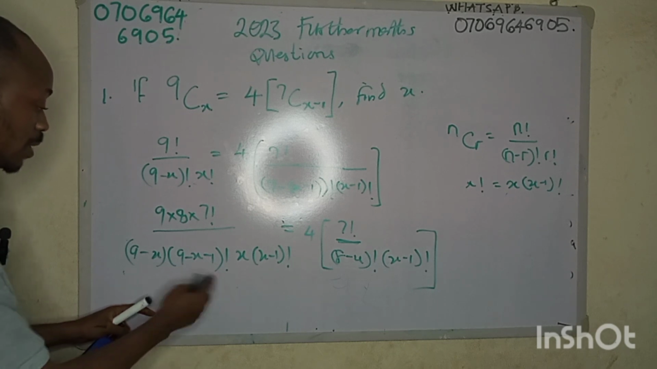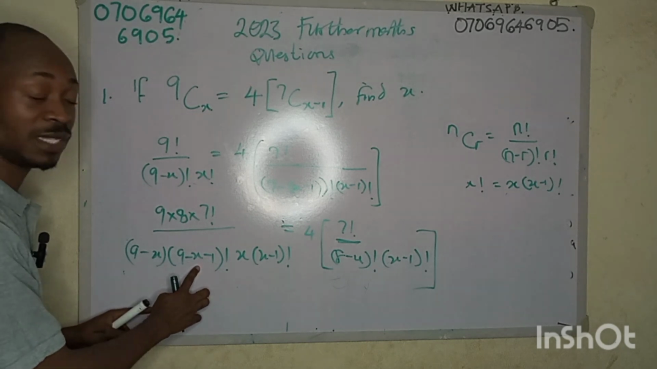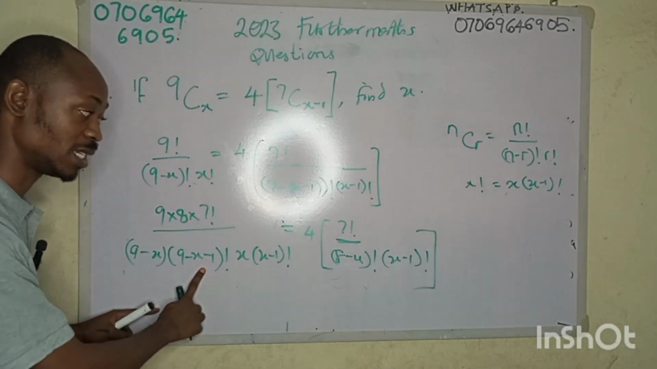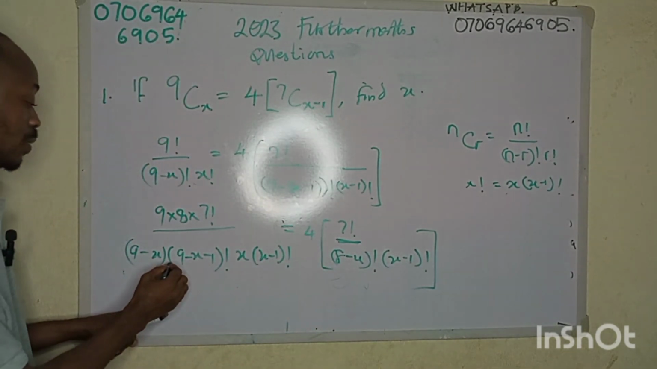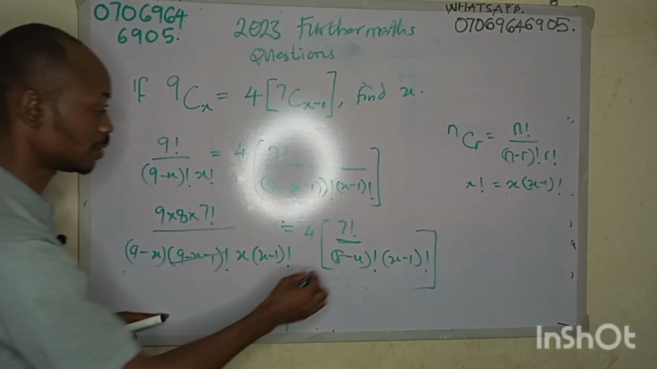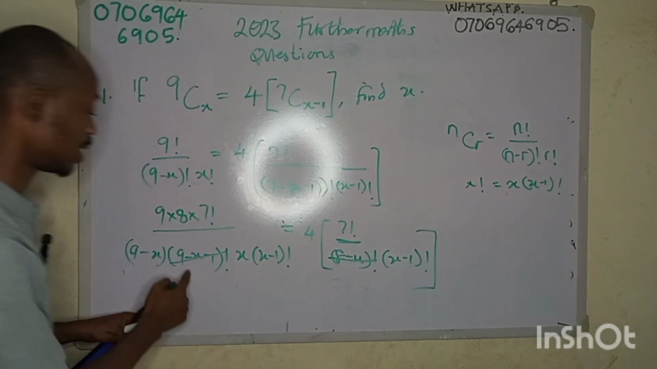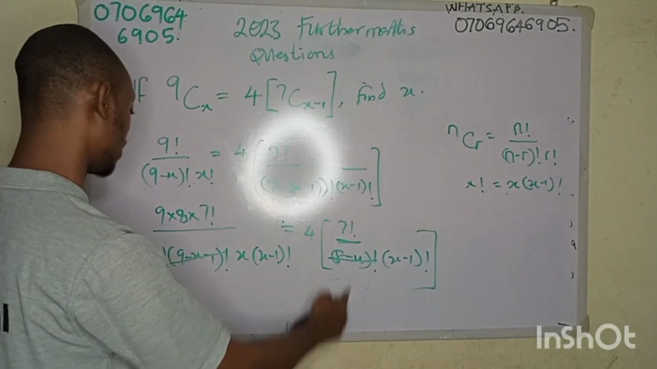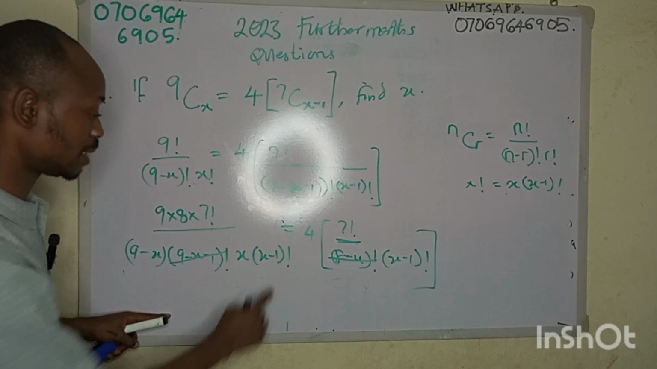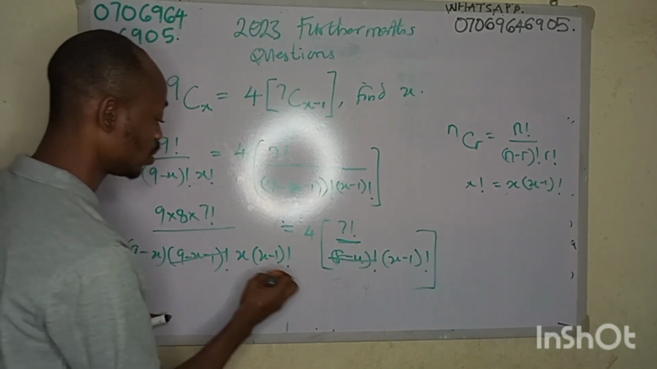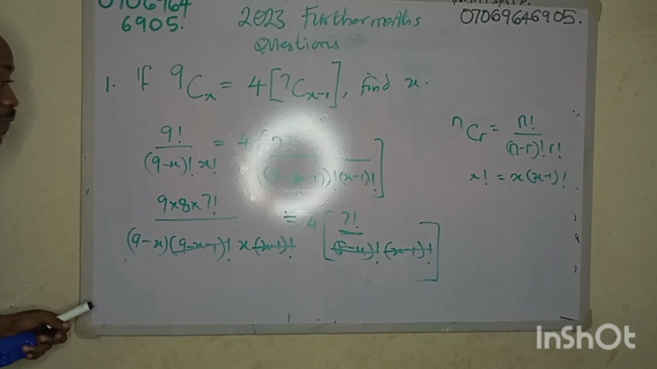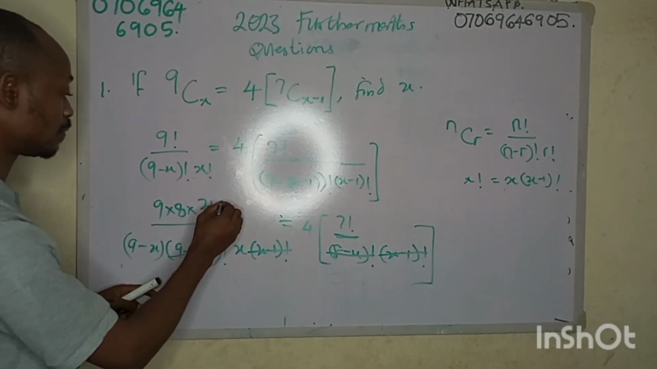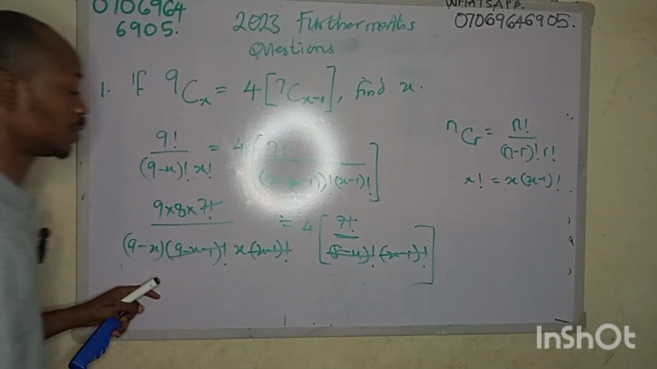Let's simplify some expressions here. 9 minus x minus 1 means 8 minus x factorial. And this is 8 minus x factorial here. So I can as well just cancel this whole expression here. This 8 minus x factorial cancels 8 minus x factorial. What else can we cut? This x minus 1 factorial, I can cancel x minus 1 factorial. So we are simplifying this. Even 7 factorial can go 7 factorial.